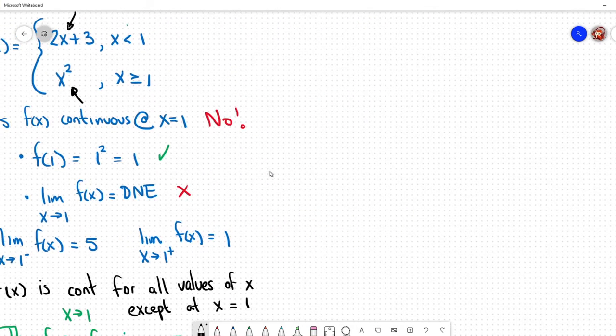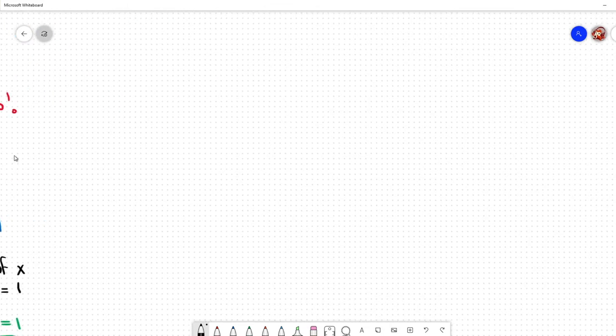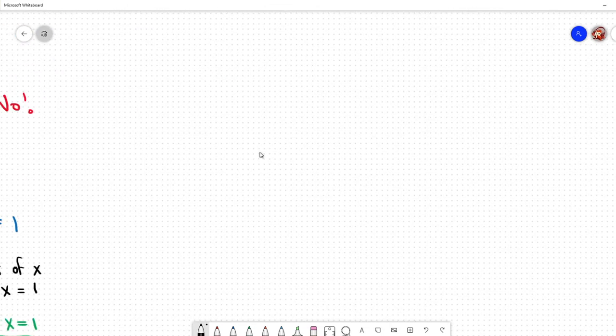All right, let's do one more. I'm going to move this right here, and I'm going to go ahead and pick another piecewise function. Let's do one with tangent in it. So I've got tangent of pi over x, and then x.